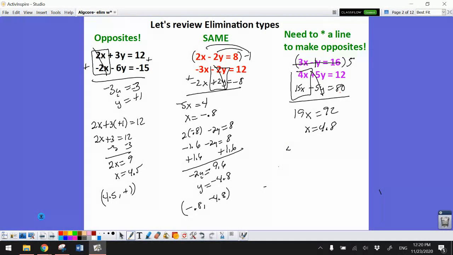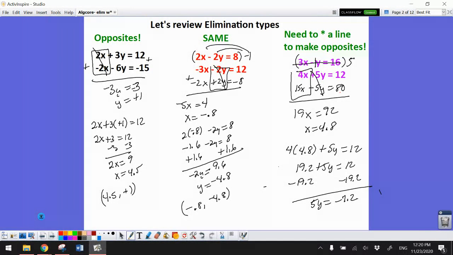So I have another decimal. So 4 times 4.8, I'm going to use the bottom one this time. So 4 times 4.8 is 19.2. I'm going to subtract 19.2. So 5y equals negative 7.2. So 7.2 divided by 5 is going to be a negative 1.44. So I'm going to round that off to 1.4. So I have 4.8 and negative 1.4. So the process does not change. Okay, but these are the three different types. Either the opposites are already there, the same numbers are there, or I actually have to multiply by a completely different number to create the opposites.